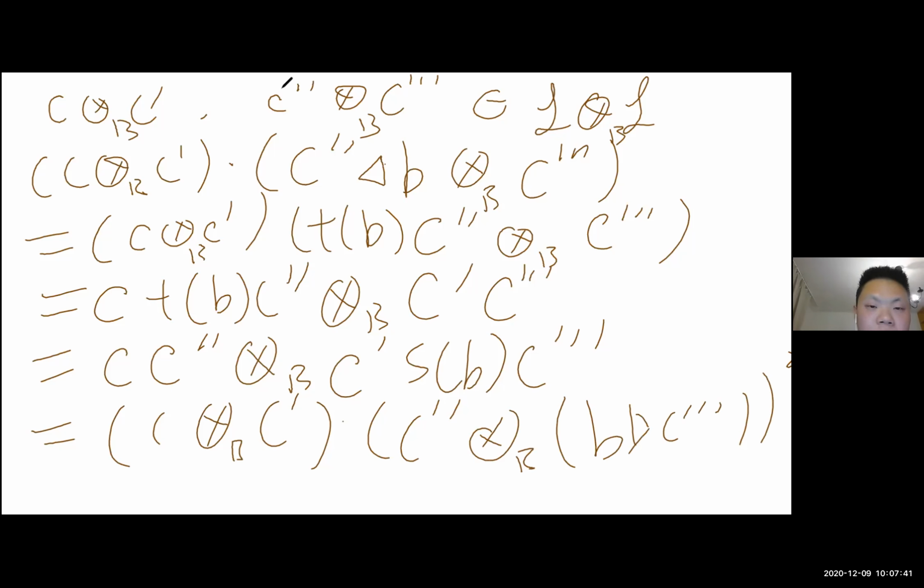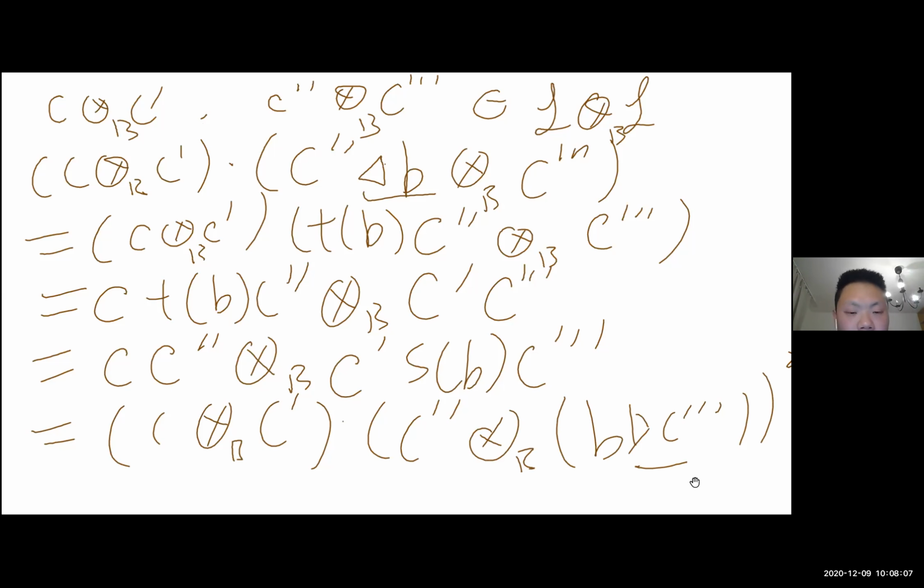So we can see in this case, we have B can move from one side of the tensor product to another side of the tensor product. So in one case, we have B act on C double prime, and on the other side, we have B act on the C triple prime. So that's why we need to use the Takeuchi product instead of just the tensor product.